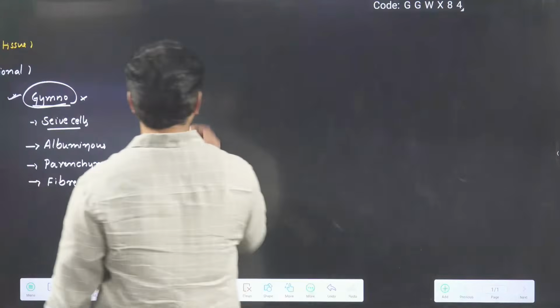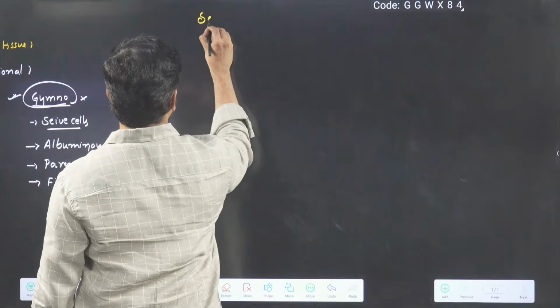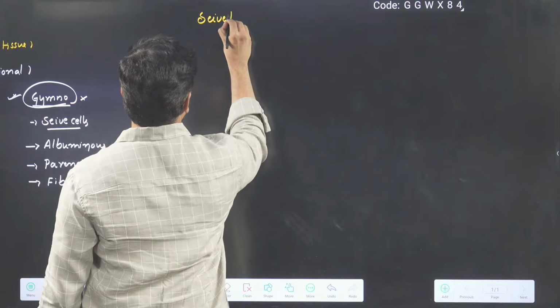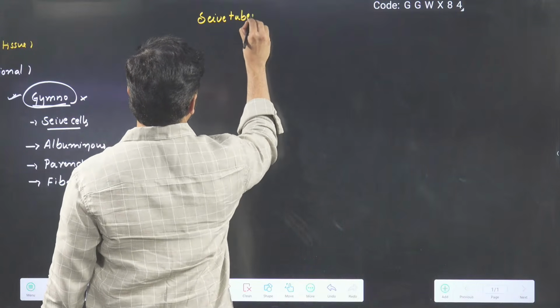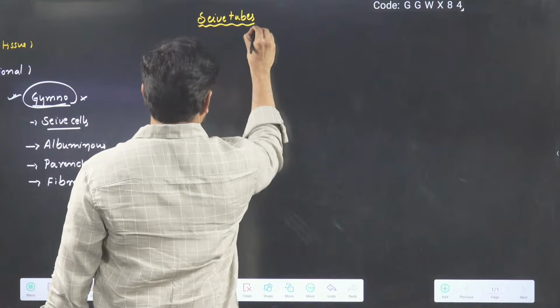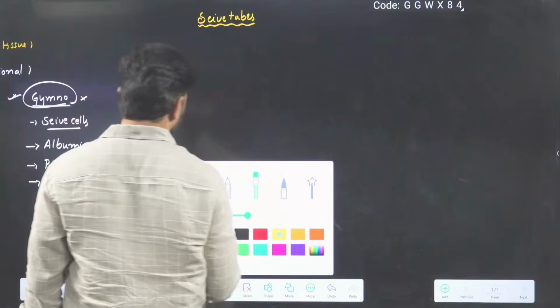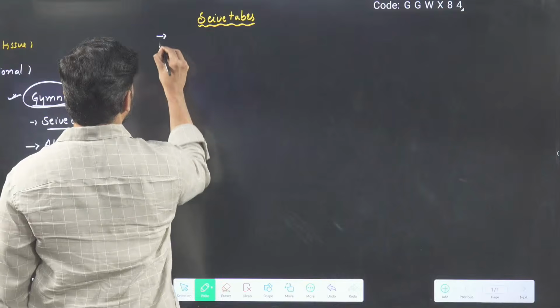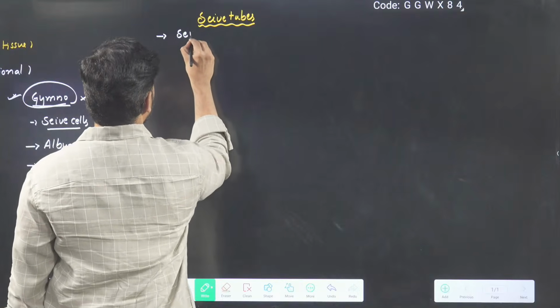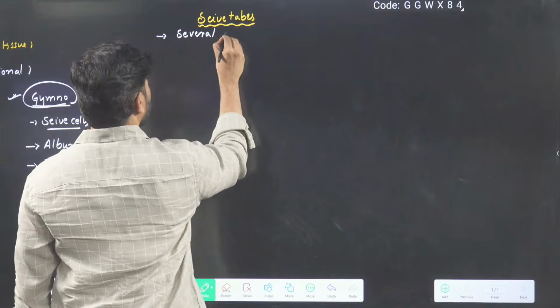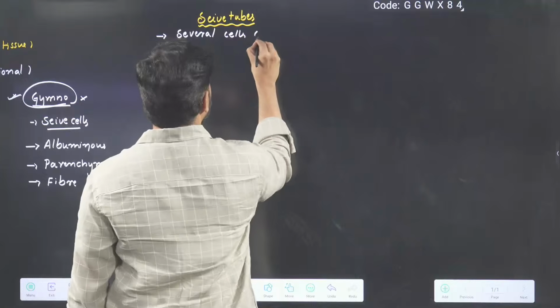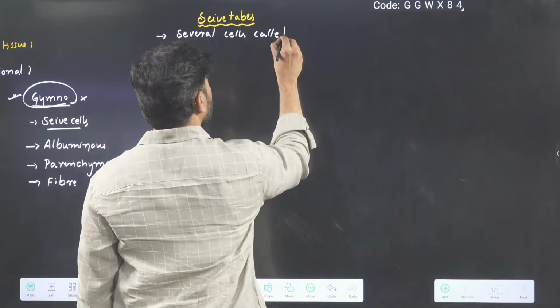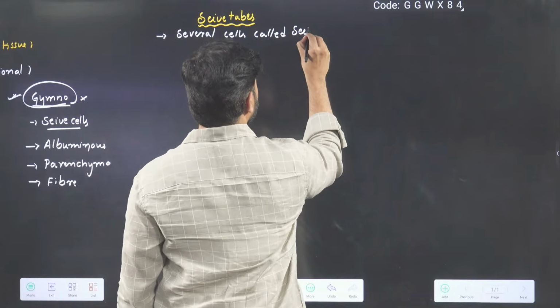Then sieve tubes. If you talk about sieve tubes, it is not a single cell. Several cells called sieve tube elements.